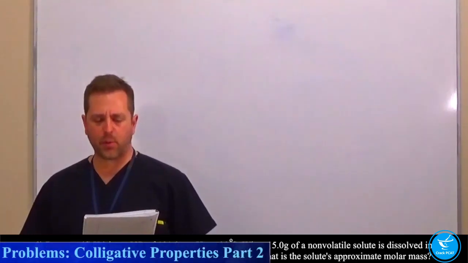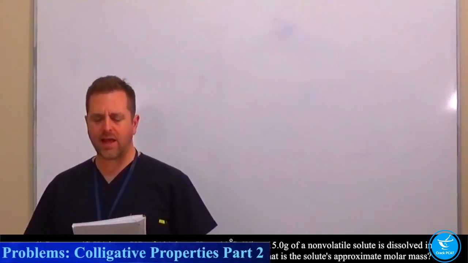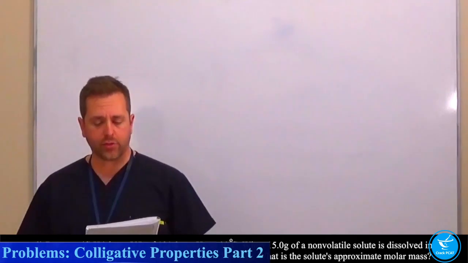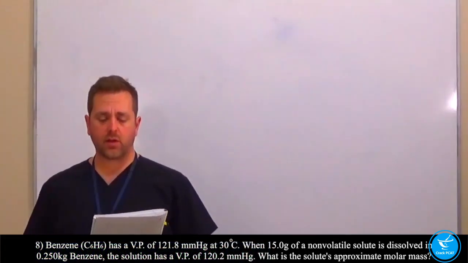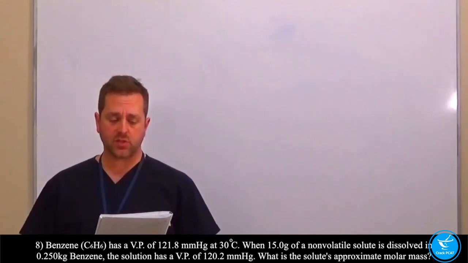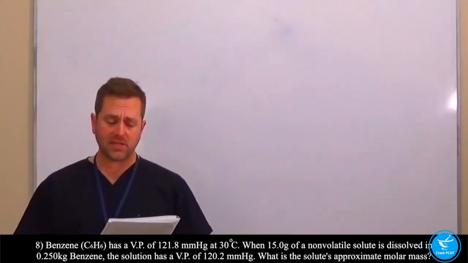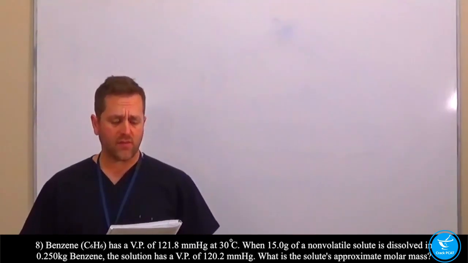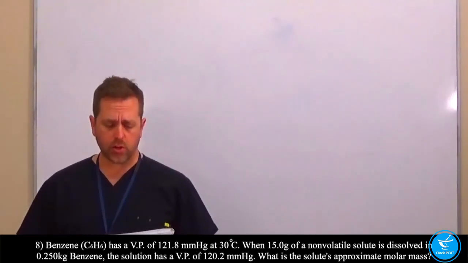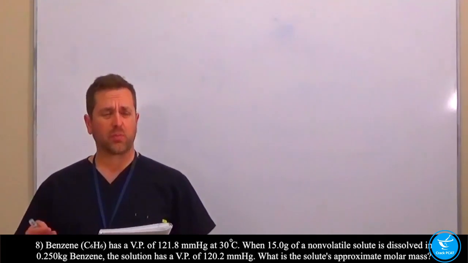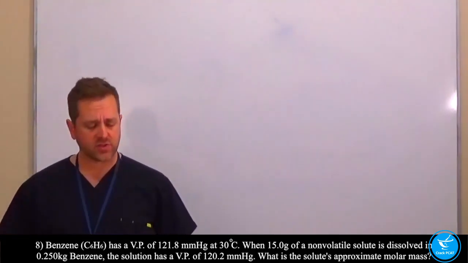Benzene has a vapor pressure of 121.8 millimeters mercury at 30 degrees Celsius. When 15 grams of a non-volatile solute is dissolved in 0.250 kilograms benzene, the solution has a vapor pressure of 120.2 millimeters of mercury. What is the solute's approximate molar mass?